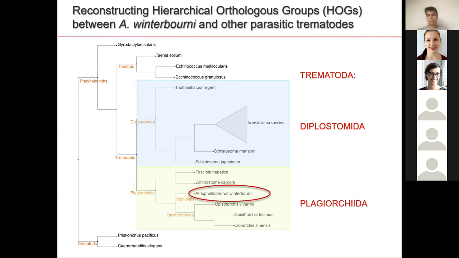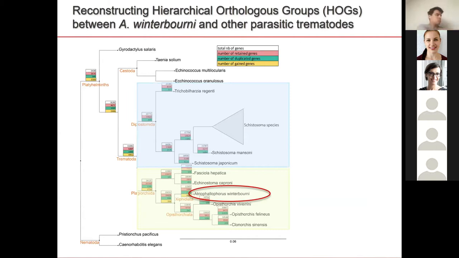So after reconstruction of the hierarchical orthologous groups, we used PyHAM for reconstruction of ancestral genomes at each stage of the phylogeny. And so we compared each ancestral and extant genome to reconstruct the ancestral genomes and infer the duplicated, the gained and the retained genes along each branch of the phylogeny. So the retained genes are one-to-one orthologous genes, and then the duplicated and gained genes are those that have increased in numbers or have appeared in different stages of evolution.